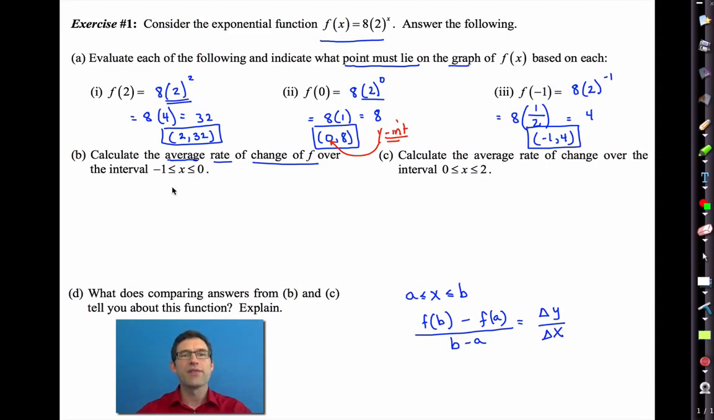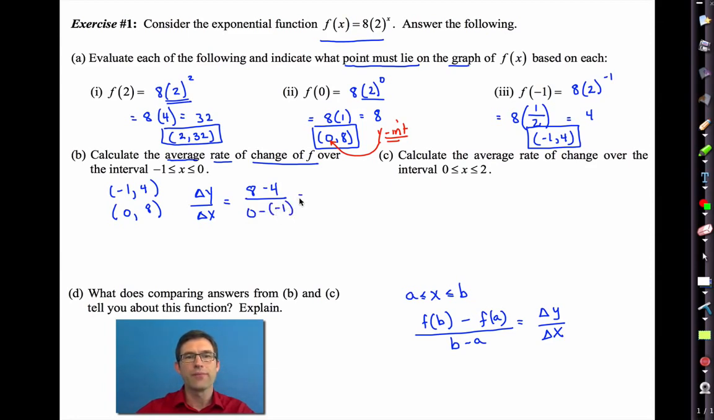So if we want to calculate the average rate of change from negative 1 to 0, that's pretty easy. Because we know at negative 1, our y value is 4. We know that at 0, our y value is 8. So if I'm finding the change in y divided by the change in x, I can just do 8 minus 4. Now watch out. Divided by 0 minus negative 1. So that's going to be 4 divided by positive 1 for an average rate of change of 4.